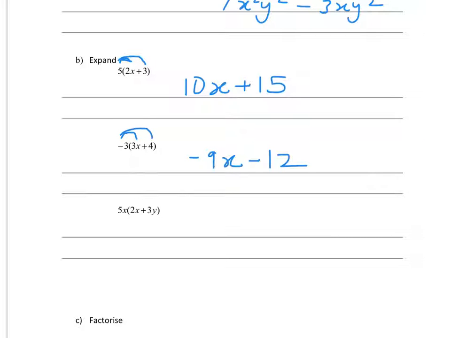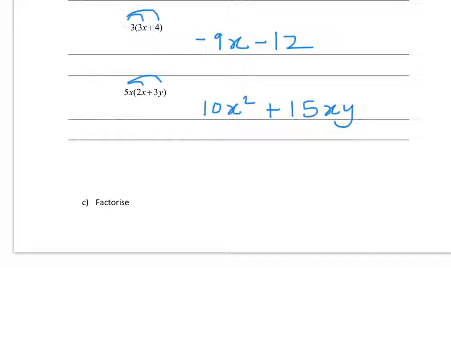The last example, expand, everything in the bracket gets multiplied by 5x. So 5x times 2x is going to be 10x squared. Remember, I'm multiplying an x times another x is going to make x squared. Then 5x times a positive 3y is going to be positive 15, if we multiply our numbers first, and then I have an x times a y. And that's as much as you can do to expand those.